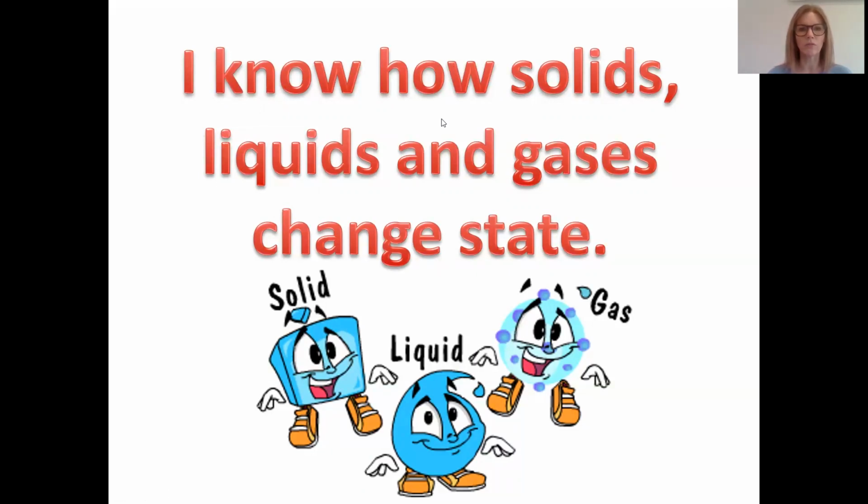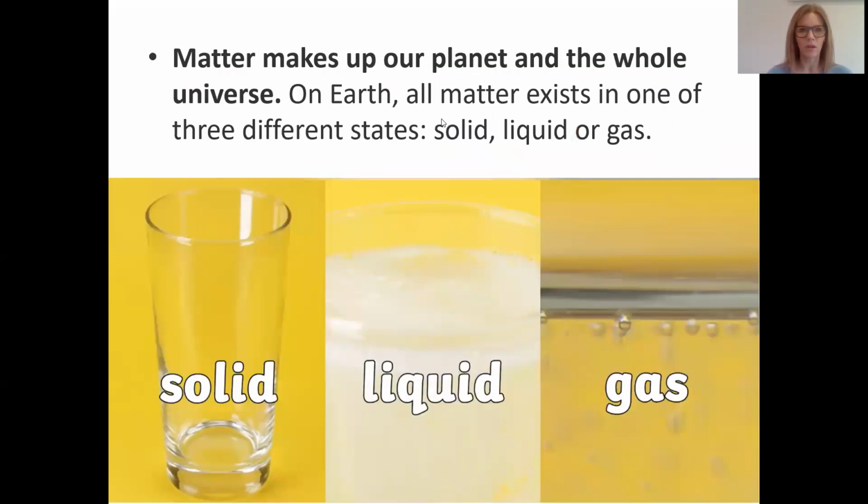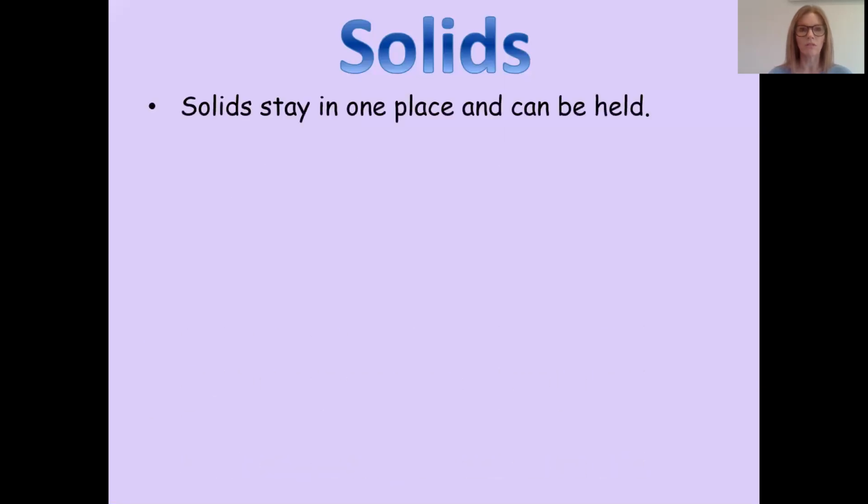So these first few slides are all based on your Year 4 work. Okay, so it says, matter makes up our planet and the whole of the universe. On Earth, all matter exists in one of 3 different states: solid, liquid, or gas. And then you've got an image there of each of those things. So the first few activities just require you to read through this information.